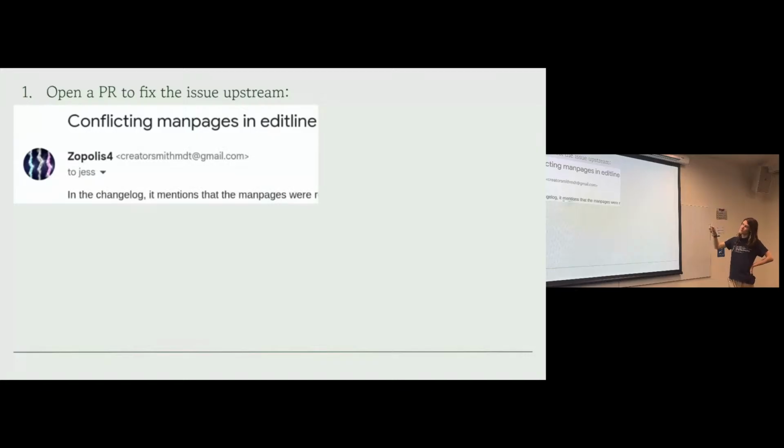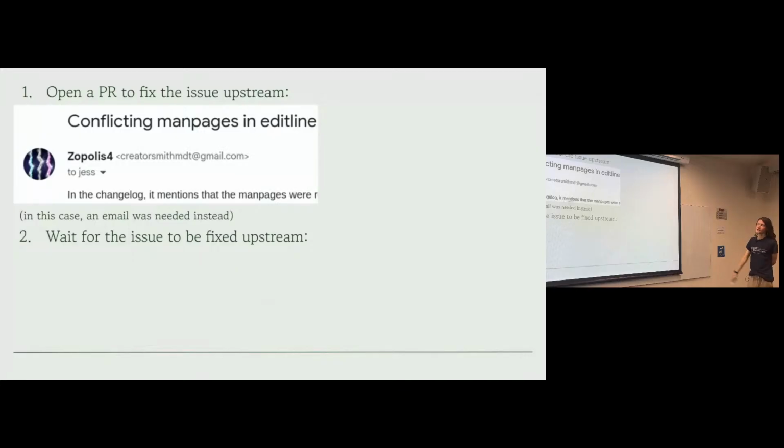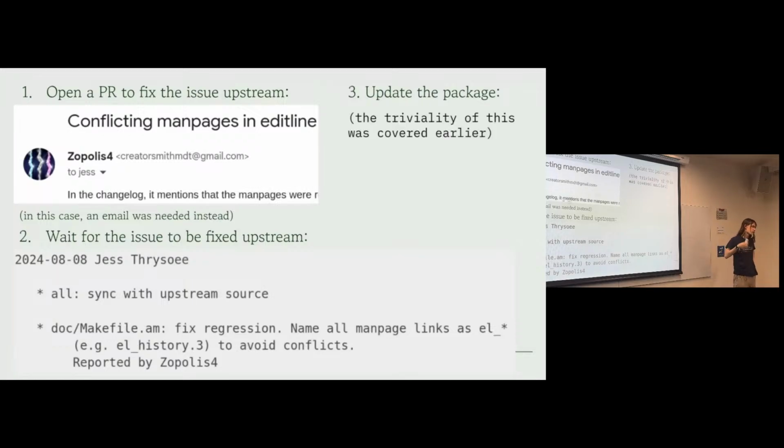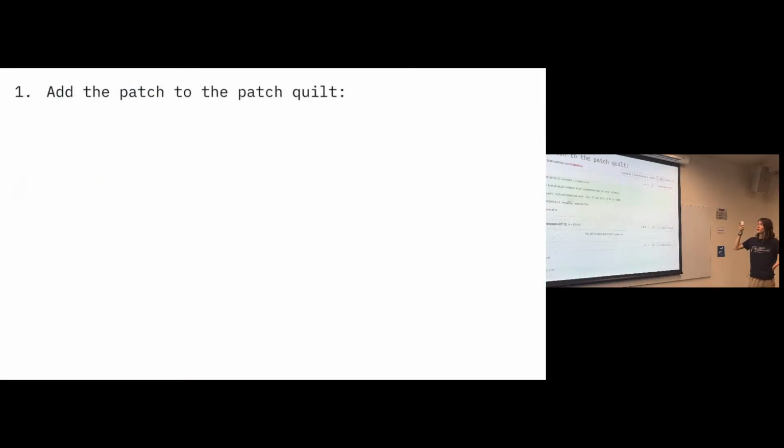Chromeboot. Step 1. Open a pull request to fix the issue upstream. This is actually not a pull request. This is an email. I needed an email instead. This is for, again, libedit. They didn't have a GitHub. And so email. Step 2, wait for the issue to be fixed upstream. Waiting, seen here. Fixed upstream, seen here. I just say there's an issue. They fix it. Step 3, update the package. We did go over this earlier. Again, trivial. I think libedit was actually automatically updated after I did this, so that's kind of cool.